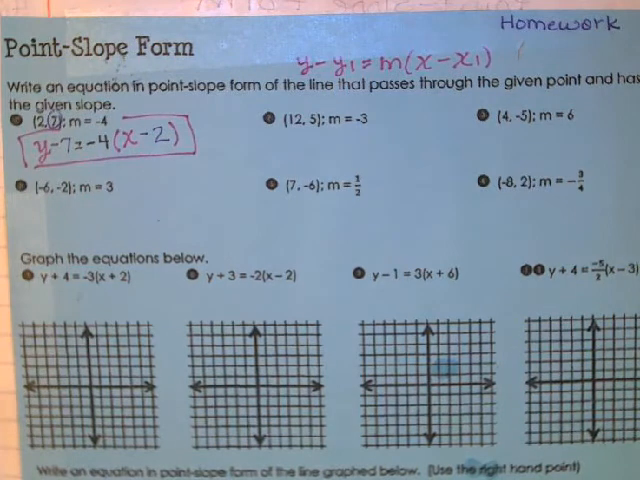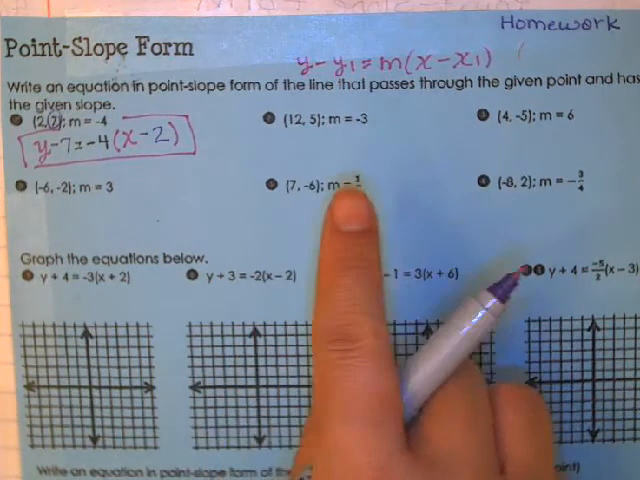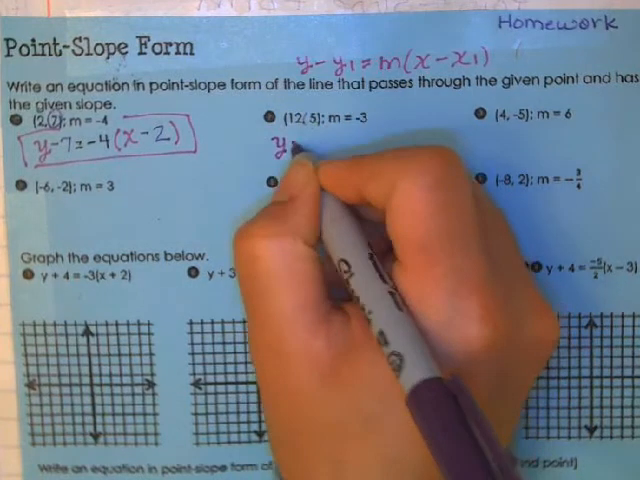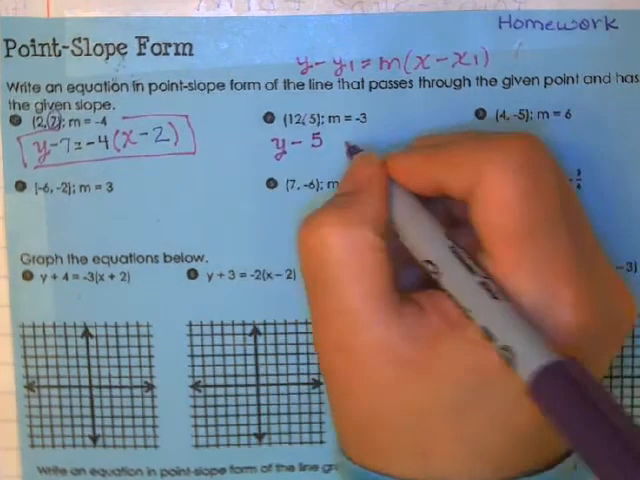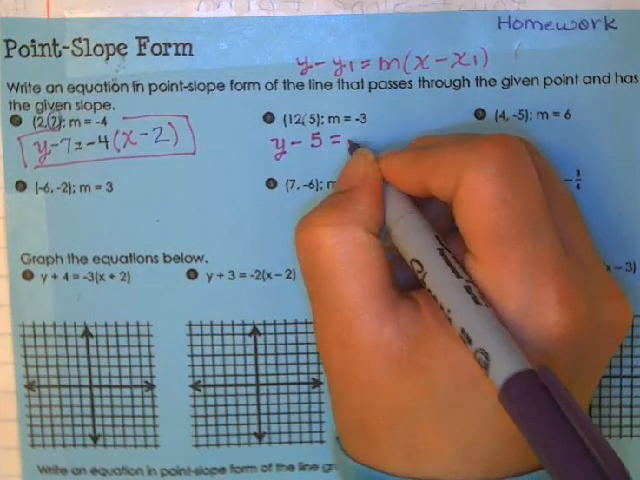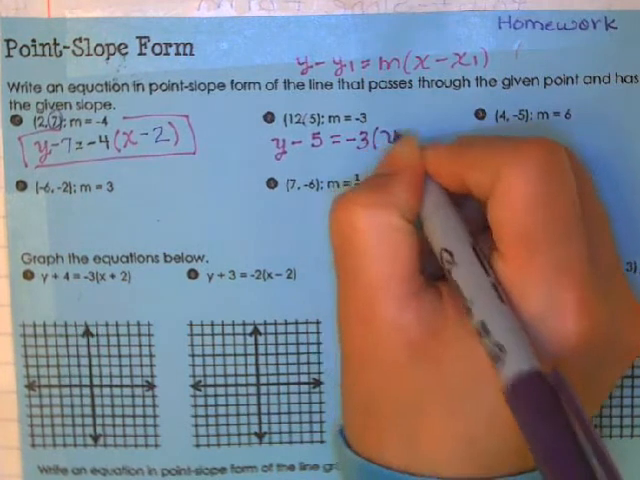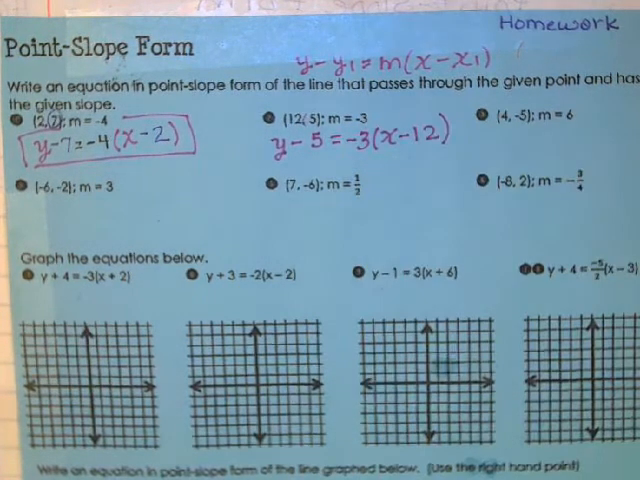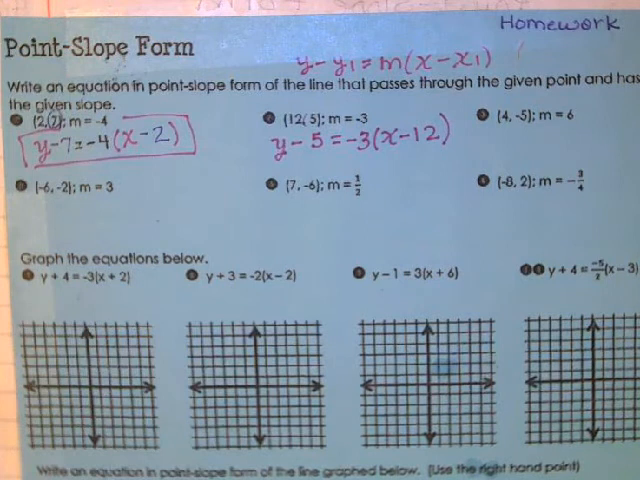Okay, let's do another one. How about this one right here? Y and then minus 5 equals, put your slope, negative 3, then go to the x and take the opposite of that 12, which would be negative 12. That would be the answer there. Okay.